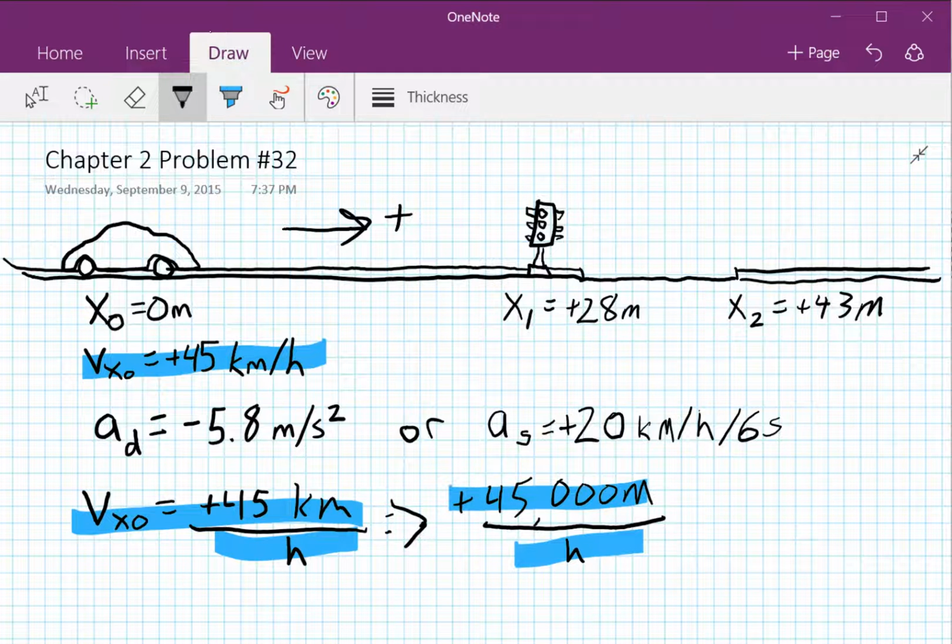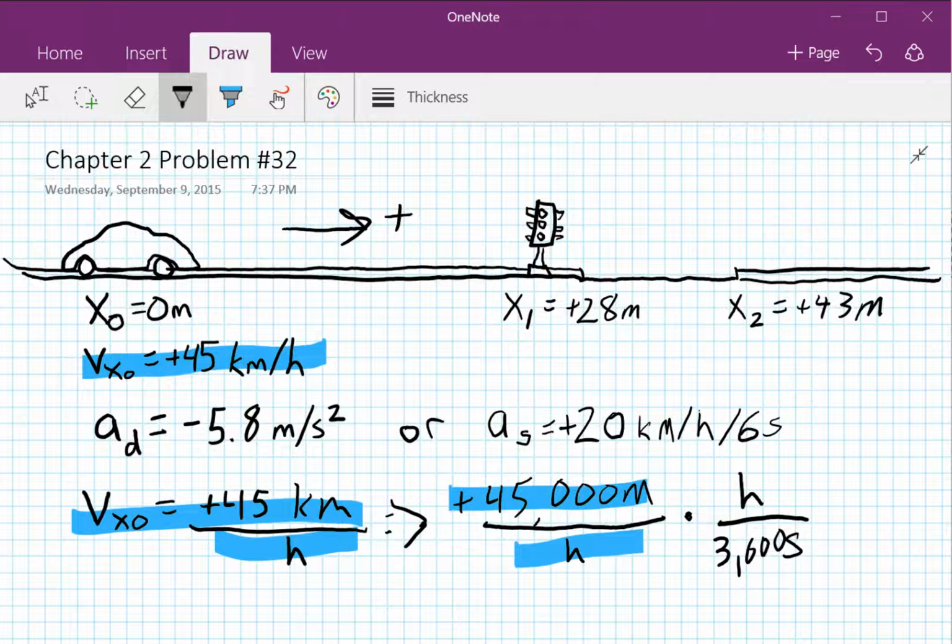Okay, we have to get that to seconds. So we'll do an hour over, and we know we want seconds, but what you have to decide is how many seconds are in an hour. You don't really need to decide, you need to measure it. So 60 minutes in an hour, 60 seconds in a minute, so 60 times 60 is going to be 3,600. Okay, so you have 60 times 60 gives you 3,600.